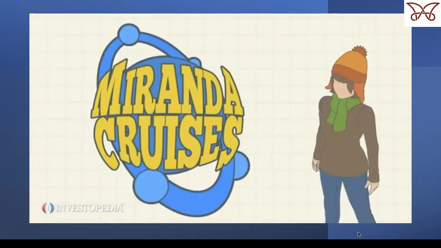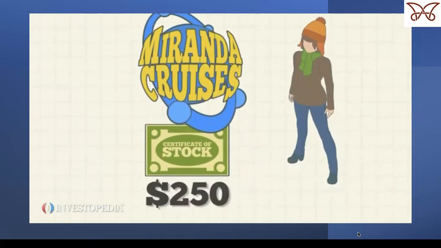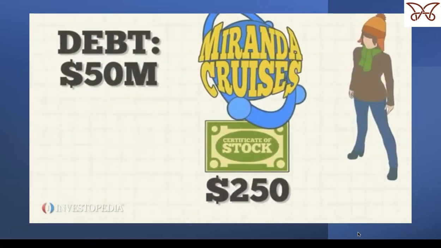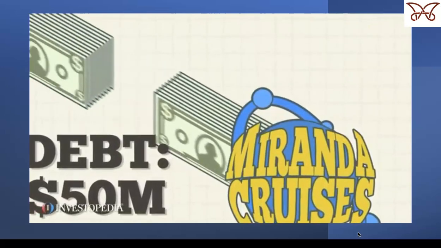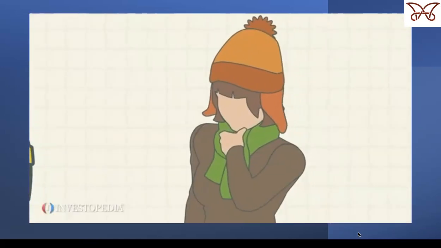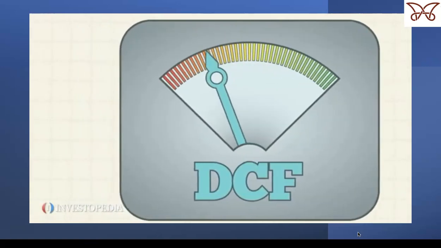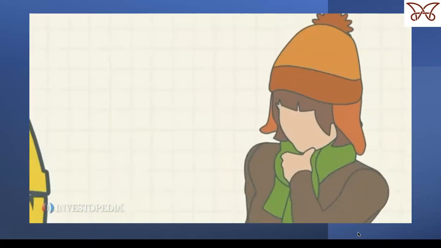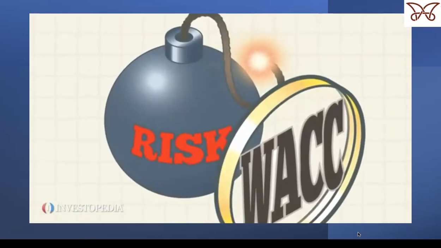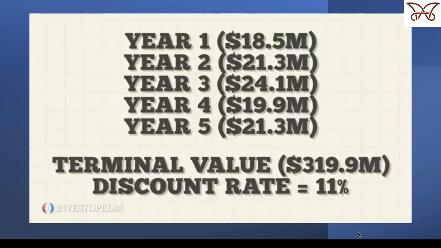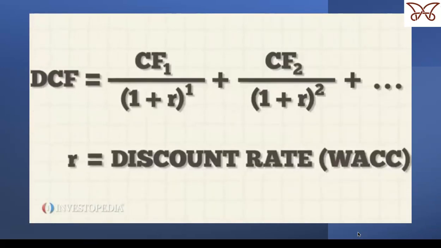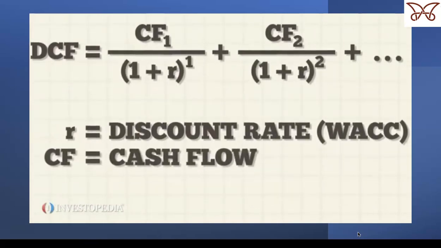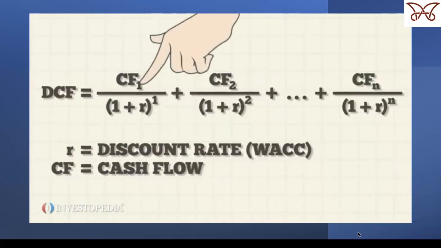Jane is interested in buying shares of Miranda Cruises, a solid company trading at $250 a share, with a debt of $50 million, and a steady flow of revenue coming in every year. Jane crunches some numbers and calculates Miranda Cruises' DCF, starting with forecasting future cash flows for the next 5 years. Jane then looks for the company's weighted average cost of capital, or WACC, which reflects the risk of the cash flows and uses it as the discount rate for the following DCF formula, where R is equal to the discount rate and CF is Miranda Cruises' future cash flows in multiple periods.